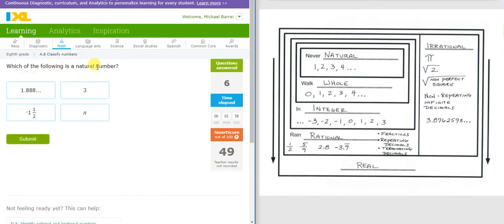Which of the following is a natural number? Naturals are things like 1, 2, 3, 4. That'd be this guy right here.